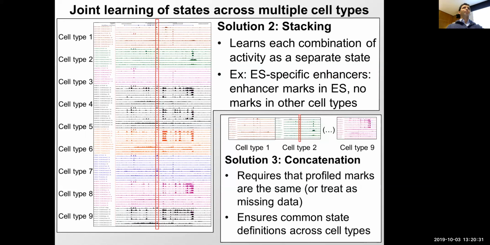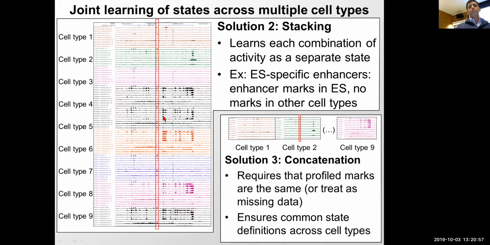I kind of skipped it, so I'm going to go back to it. Yeah. But everybody with me on this one? So basically, the problem here is that my number of states explodes. With concatenation, well, that requires that all of the profiled marks were the same across all of the cell types. So in the stacking approach, if I profiled 7 marks here and 20 marks there and 3 marks here, no problem, because I'm just stacking them up.